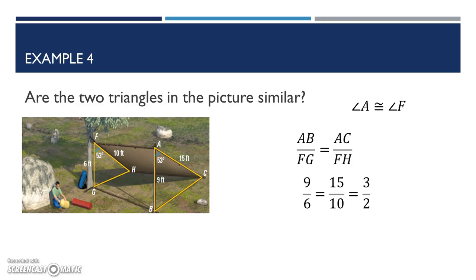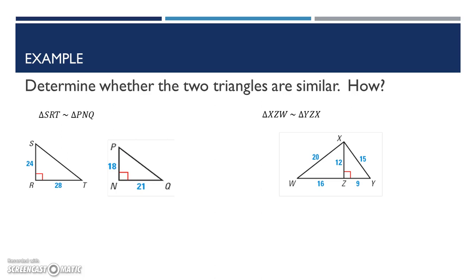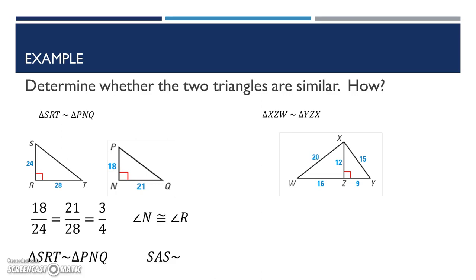You could do it the other way. 9 over 6 is 3/2. Okay, so they are the same, so I can say they are in fact similar by SAS. Okay, and then finally, determine whether the two triangles are similar. So here we have a pair of congruent angles, that's angle R and angle N. Then we check to see if the ratios are the same. 18 over 24 and 21 over 28 simplify down to 3/4, so they are in fact similar by SAS.